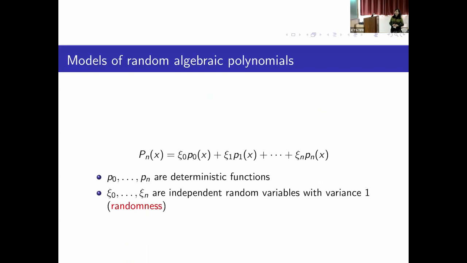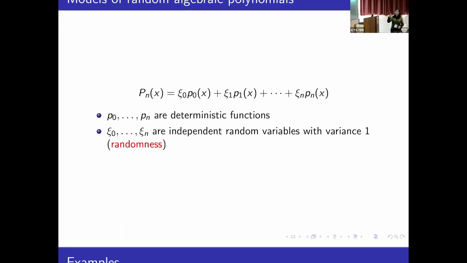So what is a random polynomial? A random polynomial is something that looks like this: a sum of c_0 p_0(x) up to c_n p_n(x), where n is a large number going to infinity. The p_i, the little p_i, are deterministic functions, and the c_i are independent random variables rescaled so that they have variance 1. That is where the randomness comes from.